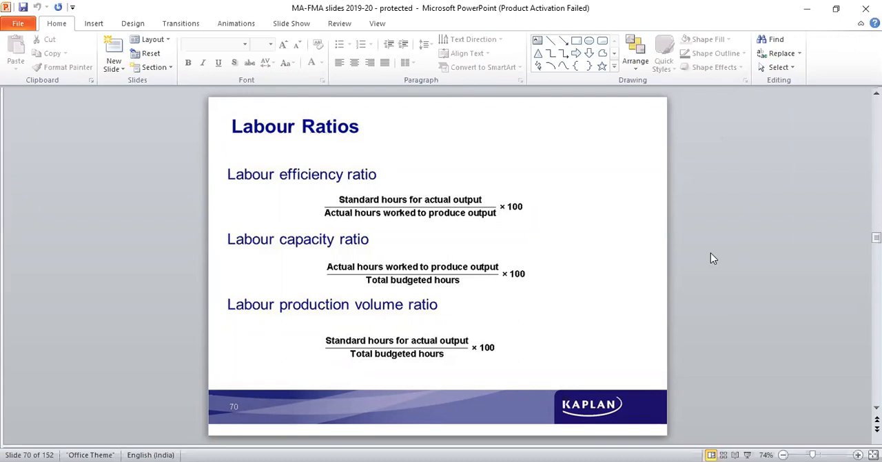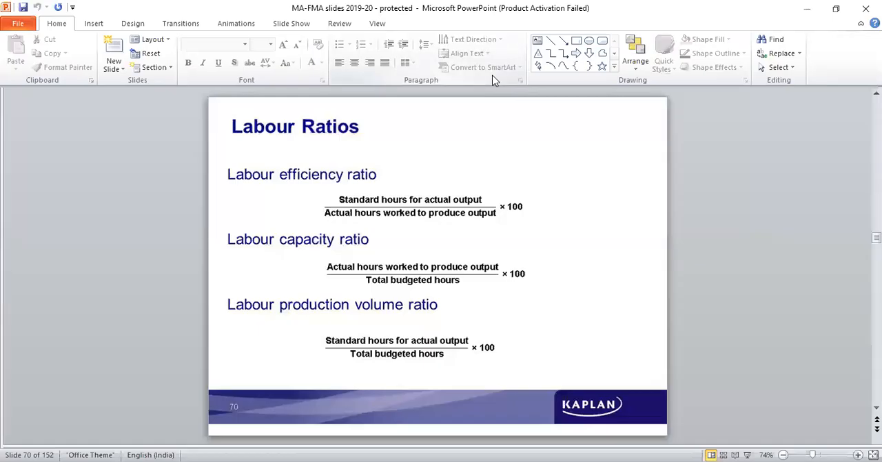We calculate the efficiency ratio by a formula: standard hours for actual output divided by actual hours worked into 100. So we are comparing the actual hours worked against the standard hours, the standard which is decided, and then converting it into a percentage. The capacity ratio, labor capacity ratio, is actual hours worked to produce output divided by budgeted hours. So if the budgeted hours, a set number of hours, are decided, how many hours did they consume? That is the capacity ratio.